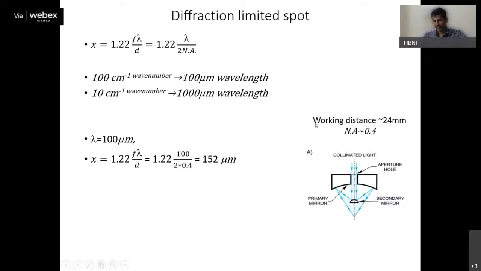Another important point is also the numerical aperture. When you are using a reflective objective with a diamond anvil cell which has a limited opening, then the numerical aperture also comes into the picture in deciding the diffraction limited spot.